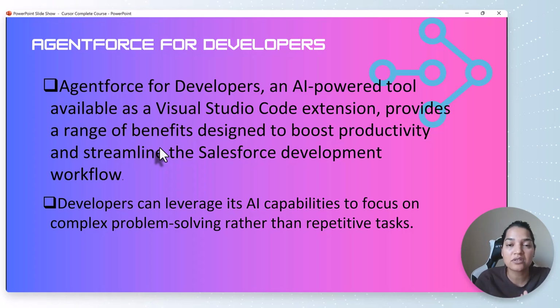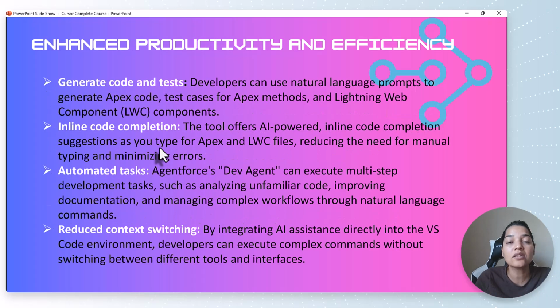Whereas when you have a dev assistant integrated within your VS Code, it understands your entire code base. It understands what objects you have, what fields you have, what the different classes are. And based on that understanding, it will be able to guide you better. Okay. So that is the benefit of using these AI assistants within Cursor or within your Visual Studio Code. What are the different benefits? Now, the most important benefit is it increases the productivity and efficiency.